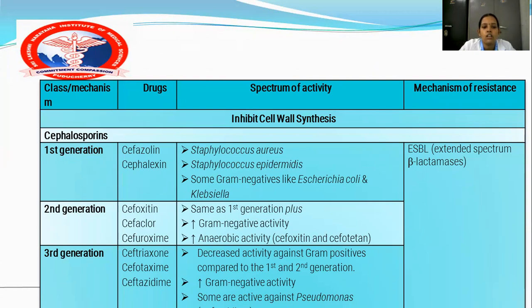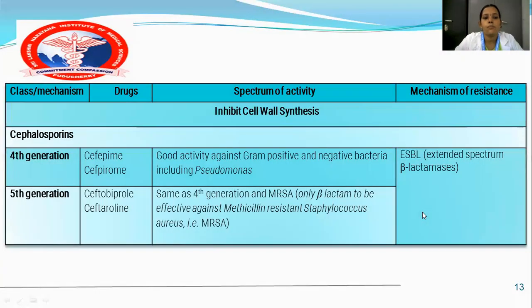And third generation: ceftriaxone, cefotaxime, ceftazidime. So this is the third generation. Second generation: cefoxitin, cefaclor, cefuroxime. Third generation: ceftriaxone, cefotaxime, and ceftazidime. And fourth generation: cefepime, cefpirome. Fifth generation: ceftobiprole and ceftaroline.